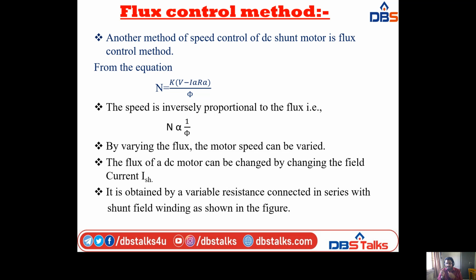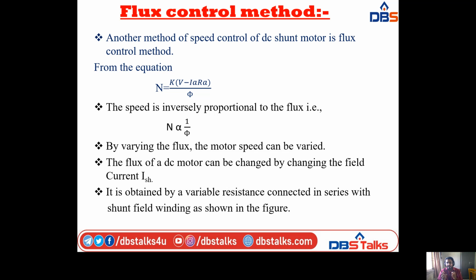So if the flux value is decreased, it means speed increases. If the flux value is increased, it means speed decreases. By varying the flux, the motor speed can be varied, and the flux of a DC motor can be changed by changing the field current ISH.